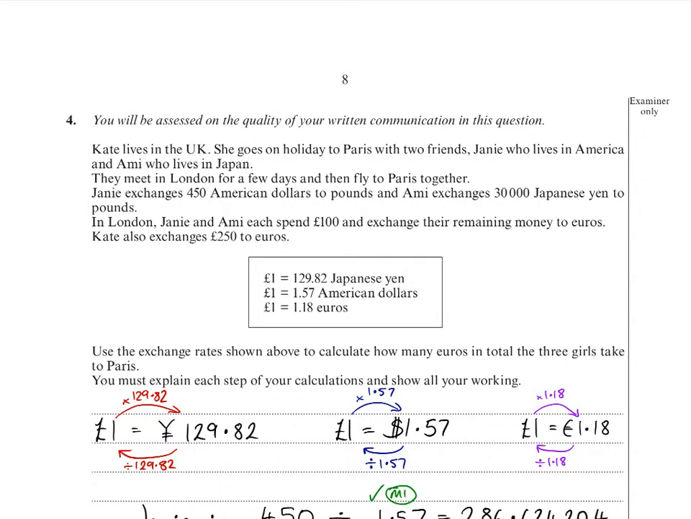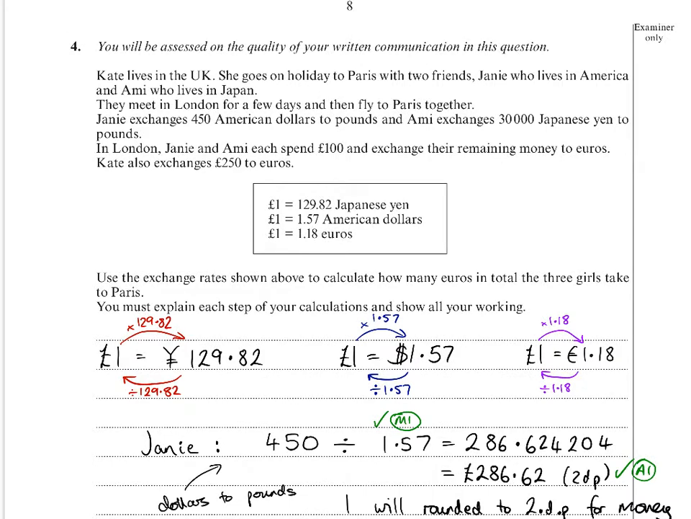So the first thing I've done is from this table here, I've written out my exchange rates just from the order they've said here, okay? And you've got to make sure you're going to the right ones at all the right times, okay? Now, the first thing I was told was that Janie had 450 American dollars.